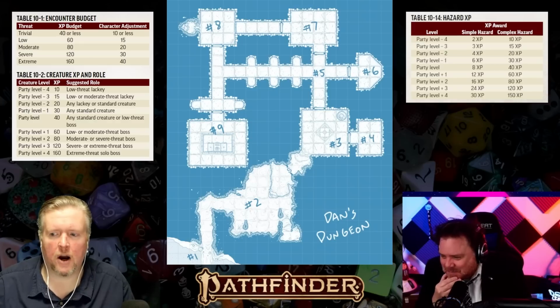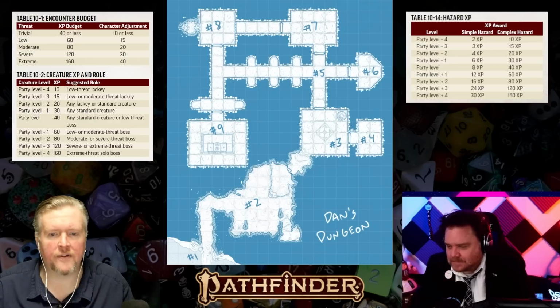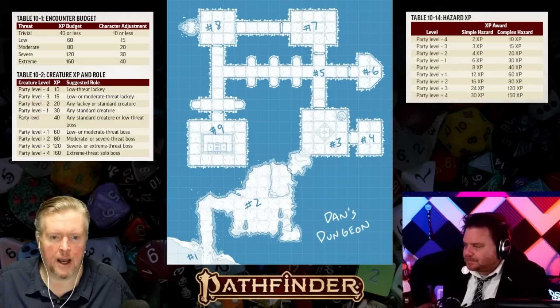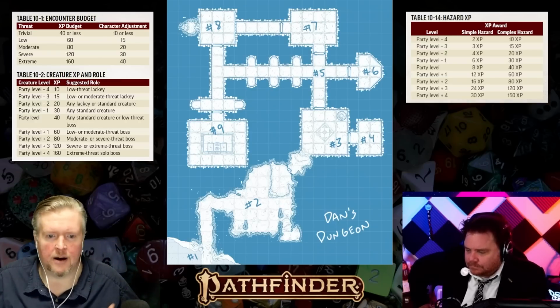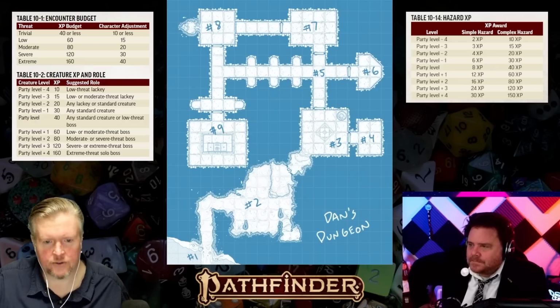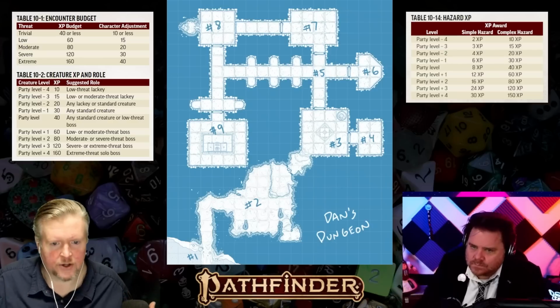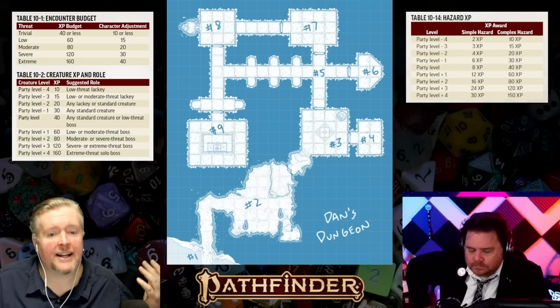But traps are a great thing to include in a combat. If you've got a room that has a couple skeletons in it, but it also has a pressure plate in the middle that causes flame jets to shoot up around the outside of the room, that's a simple trap. You could add that in with the XP budget from your encounter, just like it was a monster. We may do some of that, we may not, but that's how that would work.